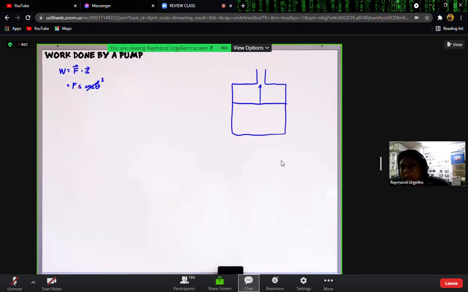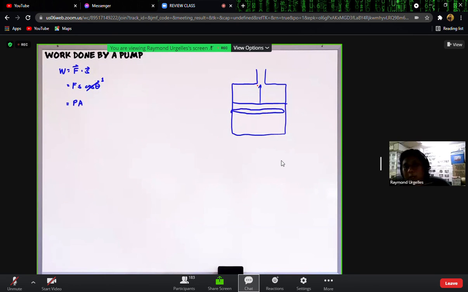So this will just be equal to 1, right? So again, for a pump, only force times displacement comes out. Okay? So what is our force equal to here? Again, our force here is just equivalent to pressure, right? Multiplied by the area.